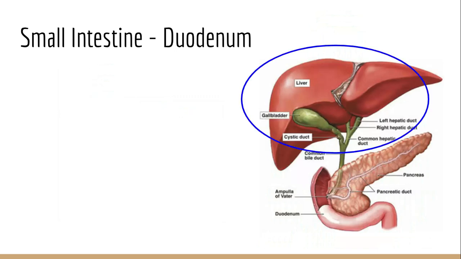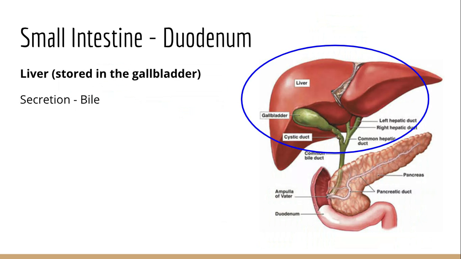So we're going to look specifically at the liver and the gallbladder. So the liver, which stores the gallbladder, secretes bile. Now, you're probably thinking, what is bile? If you've ever been super sick with like the flu, and you've thrown up everything you can, but you still dry heave, and then all of a sudden you start throwing up this yellowish, greenish substance that burns, that's bile. It's stuff coming from your liver.